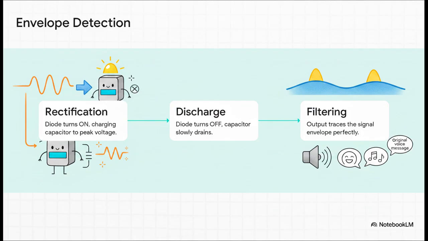Step 3 is filtering. Because the capacitor drains so slowly, it doesn't fall all the way back to zero. Instead, it essentially rides the peaks of the high-frequency wave, perfectly tracing that outer envelope of the signal. By carefully tuning your resistor and capacitor values, you strip away the high-frequency carrier entirely, and you are left holding nothing but the original baseband voice message. It is just elegantly simple.